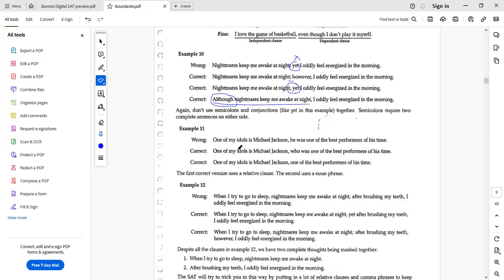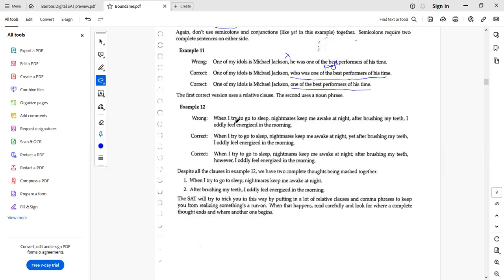Another one. One of my idols is Michael Jackson. I know that you don't know this one. He was one of the famous people in my era because I'm an old man. One of my idols is Michael Jackson. He was one of the best performers of his time. Subject, verb, comma only is wrong. So what he did, he changed the second one to be dependent with a relative clause. That is not important. Why? Because we know who Michael Jackson is. Or he changed the second one to an appositive without subject verb: One of my idols is Michael Jackson, one of the best performers of his time.